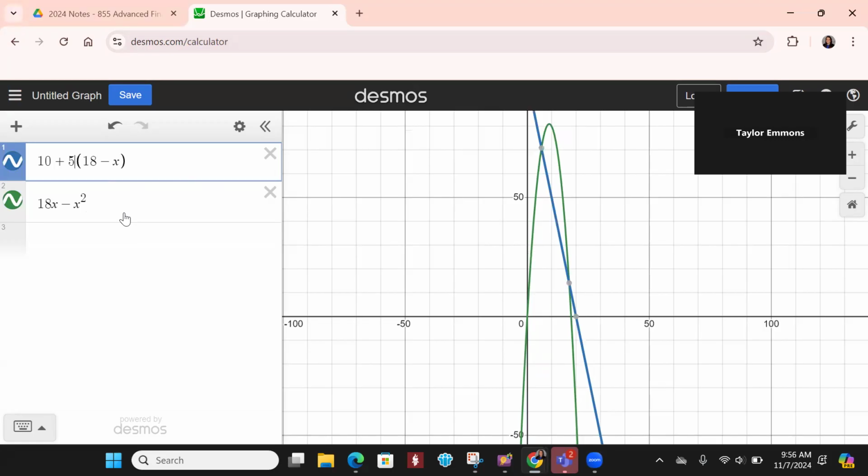So I graph R of X and C of X. Do you see where I'm getting those things from? Please make sure that you understand where that's coming from. Don't type C of X equals blah, blah, blah. Just do the function. Now, where do they cross over? Here and here. What are our X values at those two spots?